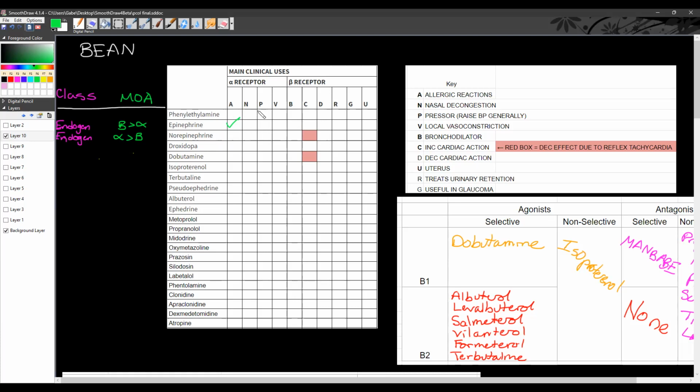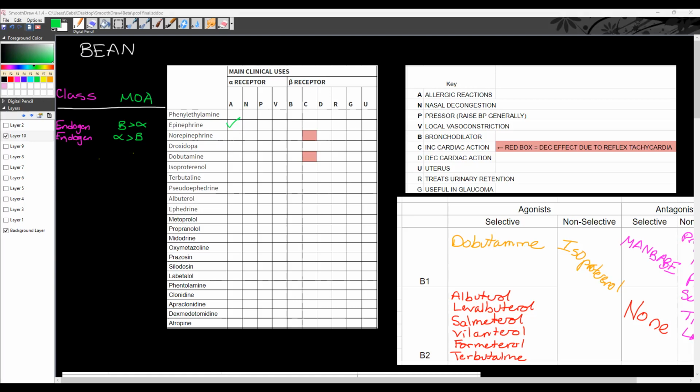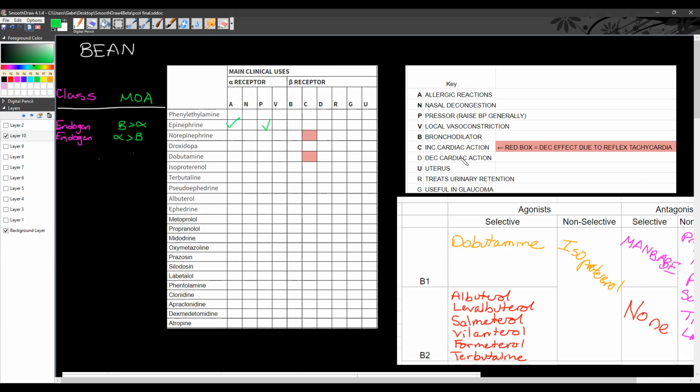How about in terms of nasal decongestion? Could we use something like epinephrine if someone had severe nasal congestion? Not really, no. What about as a pressor? So raising blood pressure around the body? Yes, 100%. Epinephrine is a pressor, can be used for pressing.